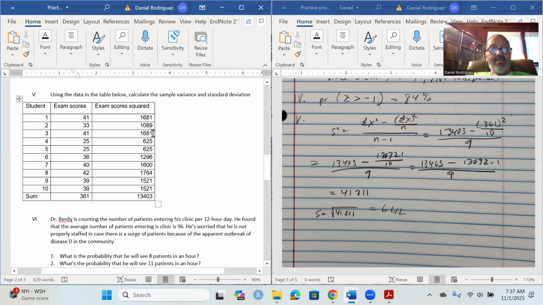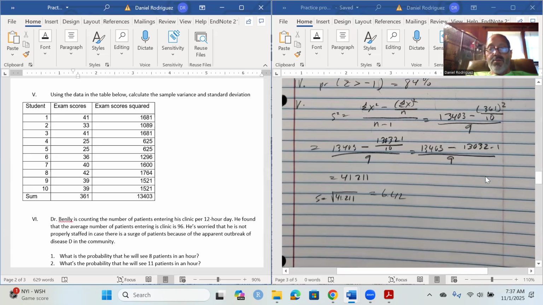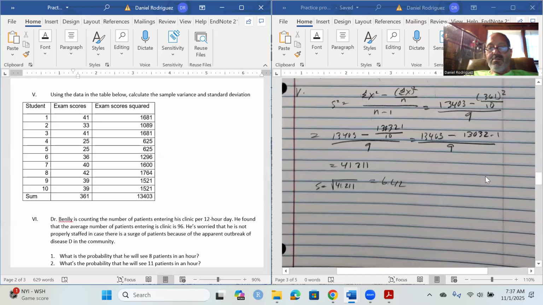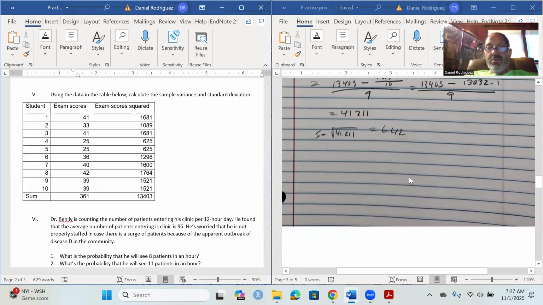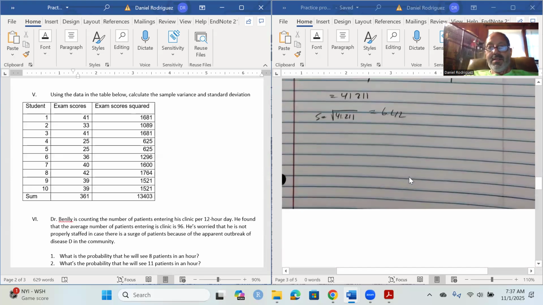Here I gave you everything you needed, pretty much. Here's 361. That's the sum of the x's. At some point you're going to have to square that, right? And I gave you the sum of the x's squared. I squared all these for you. I gave you 134.03. So you just plug everything into the equation. If you plug everything in correctly, you get the right answer. There's a saying in stats: junk in equals junk out. If you put the wrong things in, you'll get the wrong answer. Standard deviation is merely the square root of the variance, which is 6.42, I believe. That's what it looks like to me, 6.42.